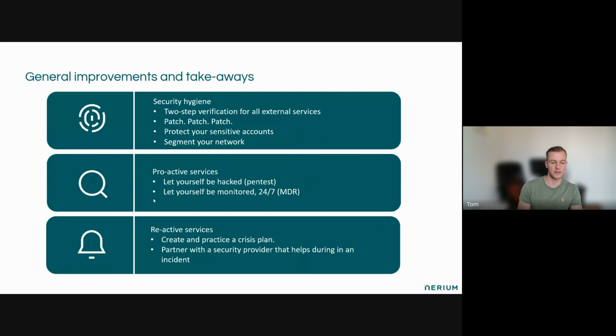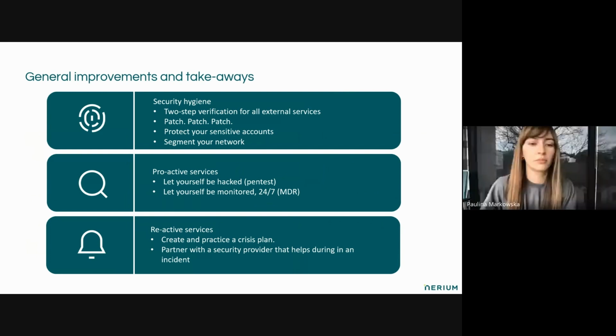And if something happens, then it's always good to have a crisis plan ready, so you know what you need to do and what you can do. But also you have a security partner on hand that can help you during such a crisis situation.